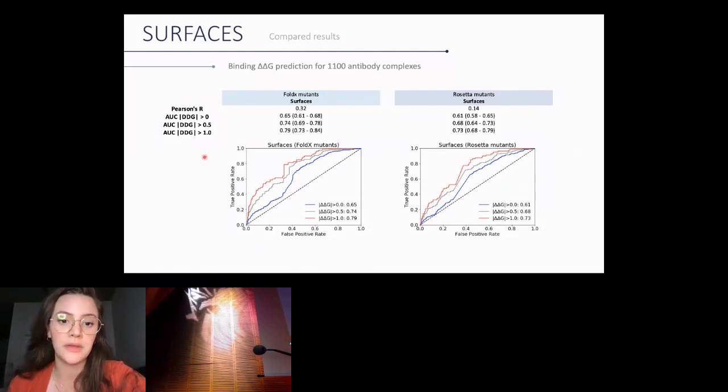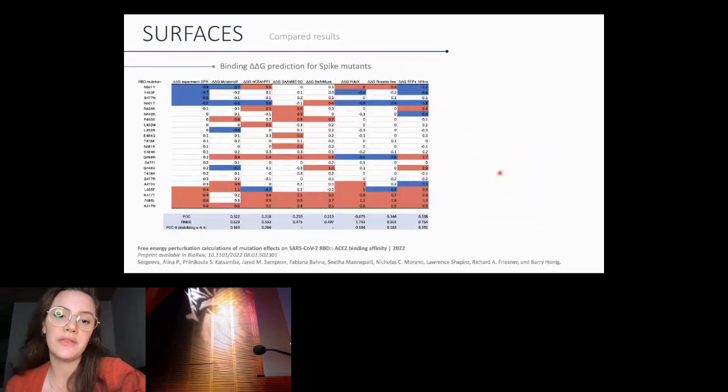So for the FoldX mutants, our performance was very similar to the top performing methods, so DFIRE and FoldX, both regarding Pearson's R and the AUCs. And for the Rosetta mutants, our Pearson R was slightly smaller, but our AUCs were higher than those found using Rosetta. Then we proceeded to do a validation that is more focused on the spike mutants.